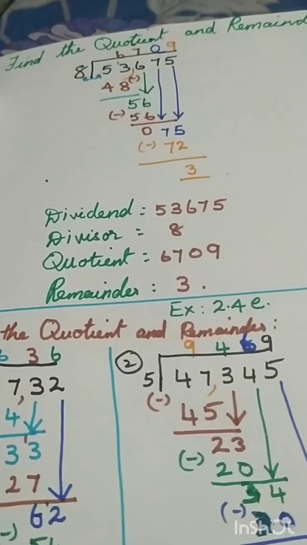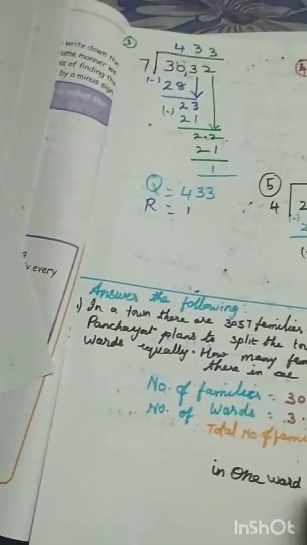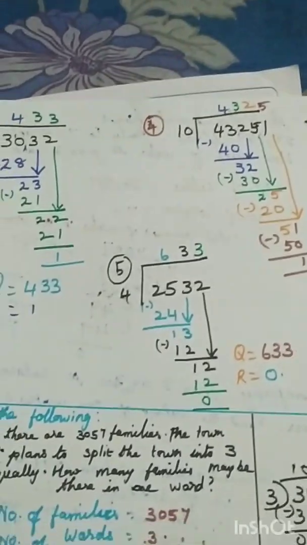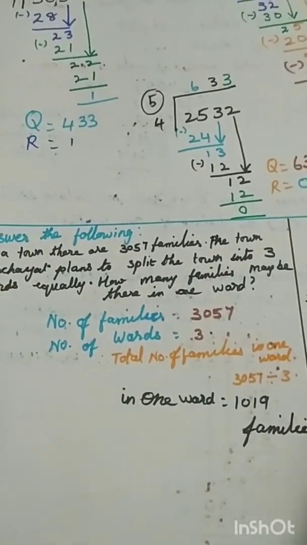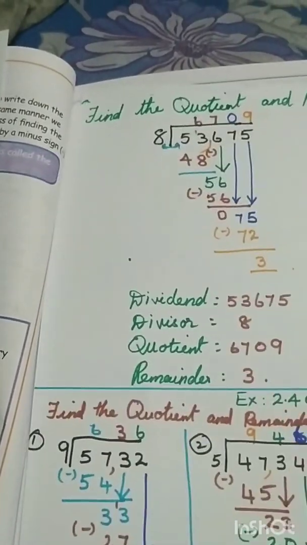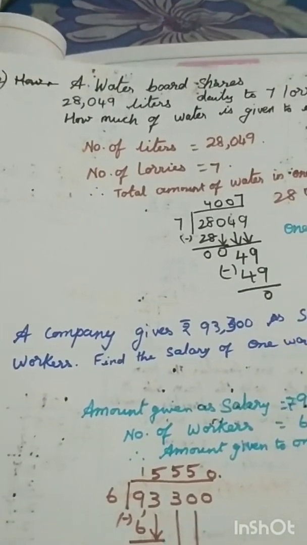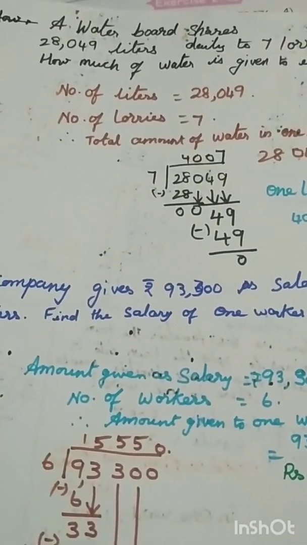So I have done the sums for you, quotient and remainder sums. Okay, so just have a go through of the sums here. I have given 5 sums, and all the problem sums also I have finished. So these are the problem sums I have finished here. Do it in your classwork also, children, and finish the lessons.